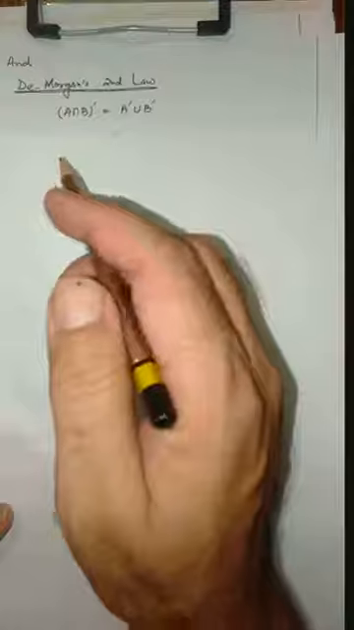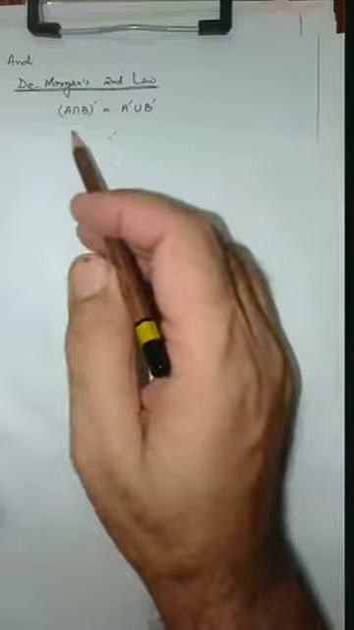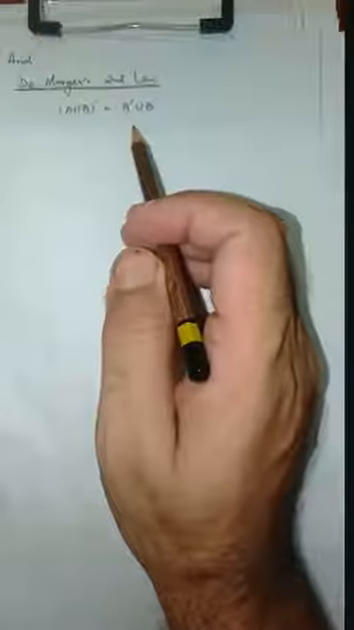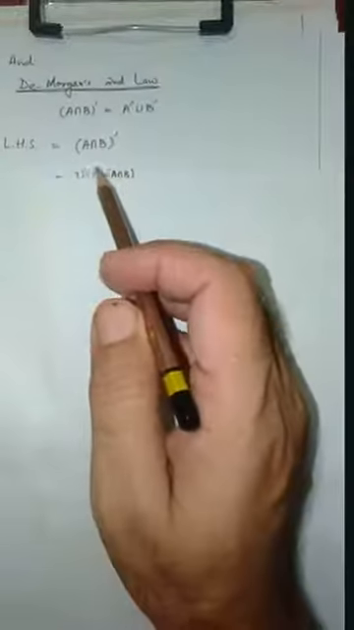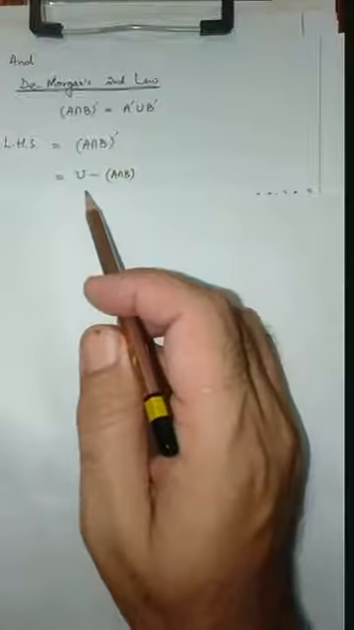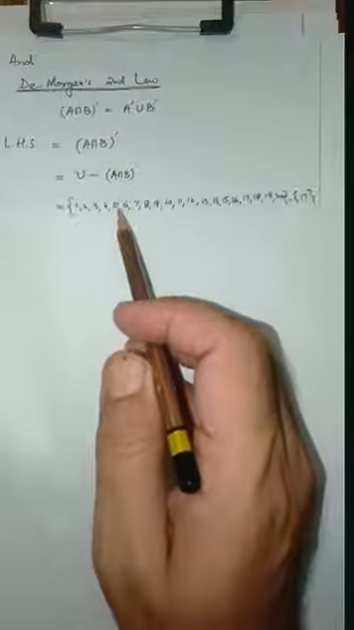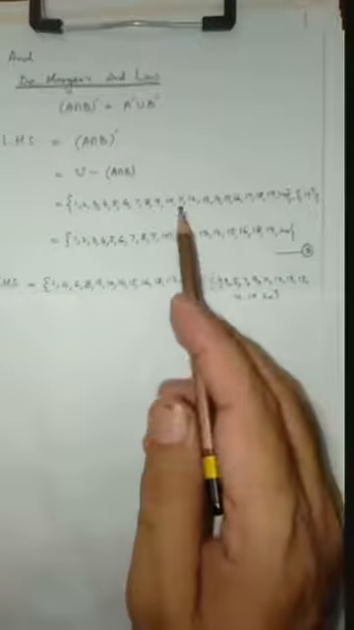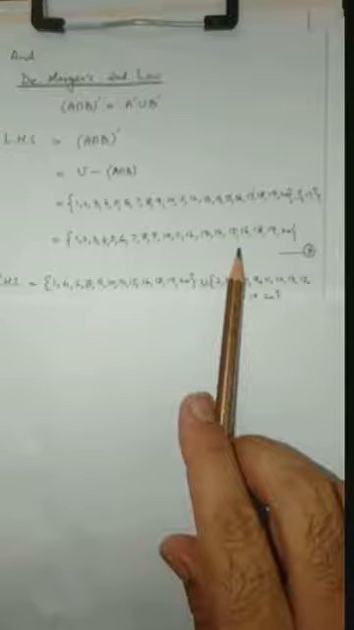Now the second law, De Morgan second law, is A intersection B whole complement is equal to A complement union B complement. First of all, left hand side, A intersection B whole complement, which is equal to universal minus A intersection B. So putting the value of universal and A intersection B, the answer is taking the difference between these two sets, subtracting 17 from the universal set, so the answer is 1, 2, 3 up to 20 except 17.